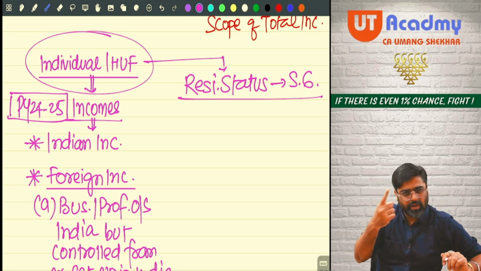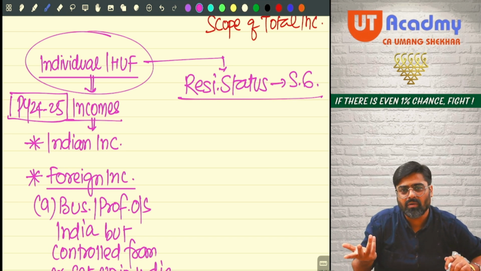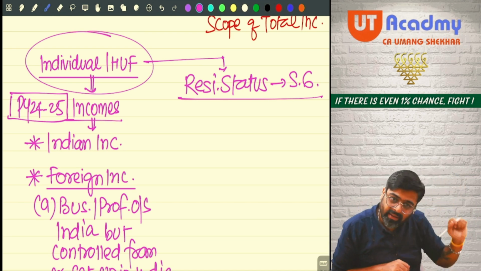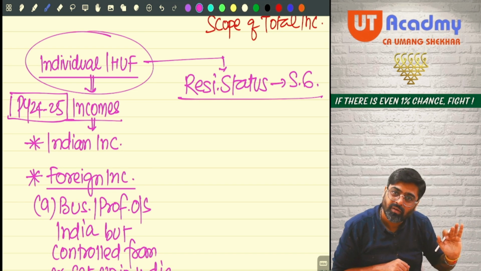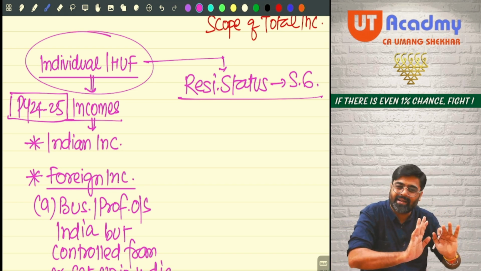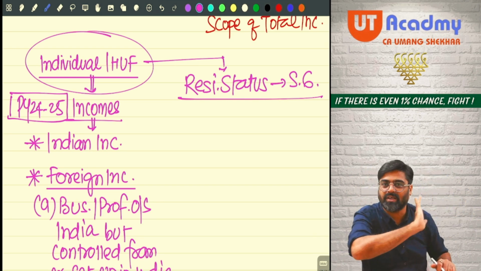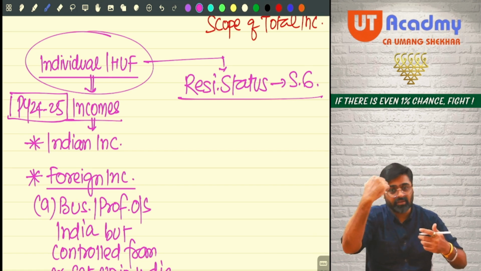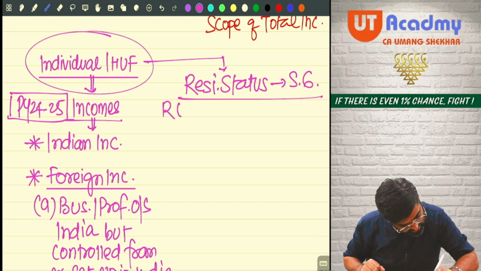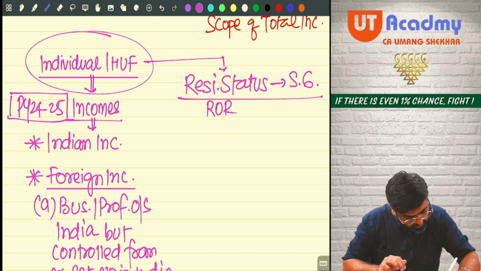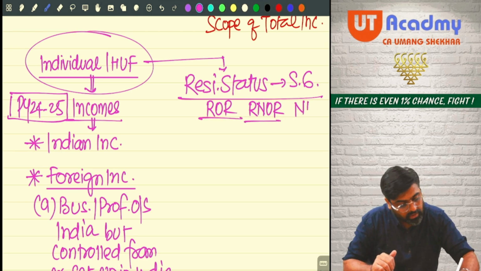Did I tell you how to identify Indian income and foreign income? No. But whatever incomes there are will be either Indian or foreign, that you know. Did I tell you how to determine the residential status? No. But just understand that for an individual or HUF, I will have to check section number 6. By checking section number 6, I will come to know whether this individual is resident and ordinary resident, ROR, or resident but not ordinary resident, RNOR, or a non-resident.